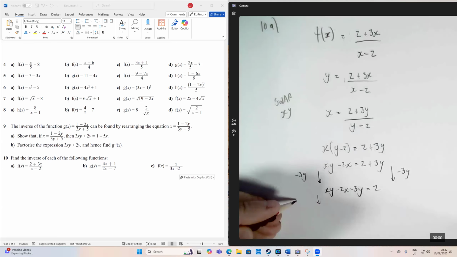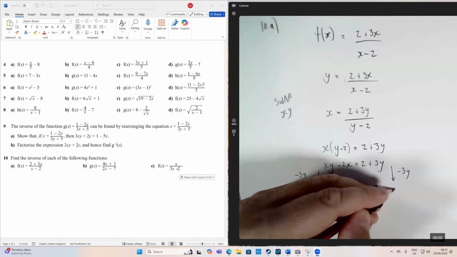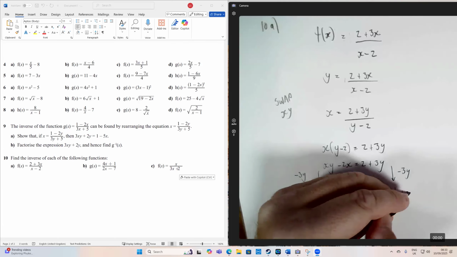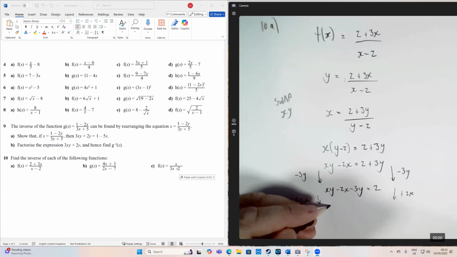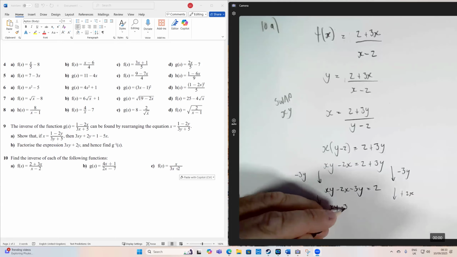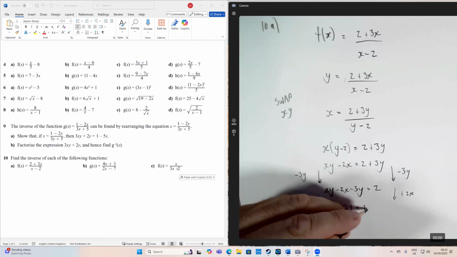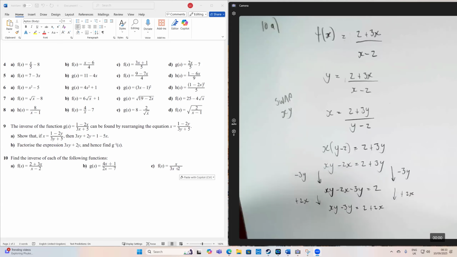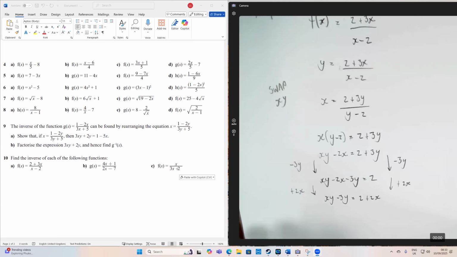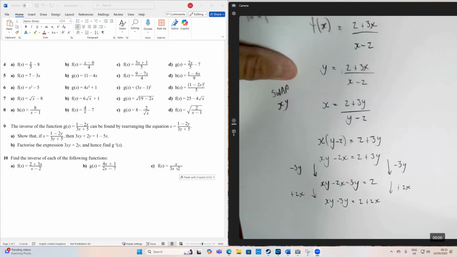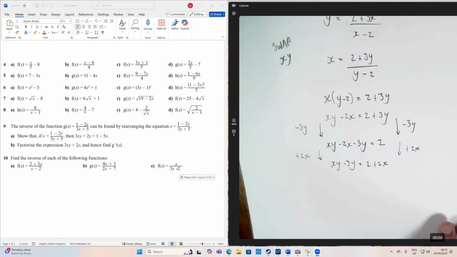Now I'm going to add 2x to both sides to get everything that's just got an x in over on the other side. So I've now got xy minus 3y is equal to 2 add 2x. What's happened here is that one's gone over to the left and that one's gone over to the right, and that's where we are here. So we're getting closer now to being able to make y the subject.